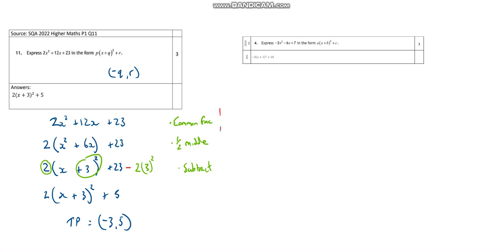A little line down here. And then hopefully we'll start to see a little pattern. So this time I've got negative 3x squared, take away 6x plus 7. The first thing I'll do, take that common factor out. So I'm going to take the negative 3 out. That'll be x squared plus 2x plus 7.